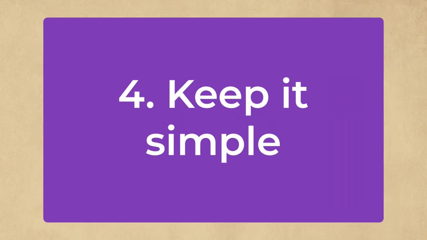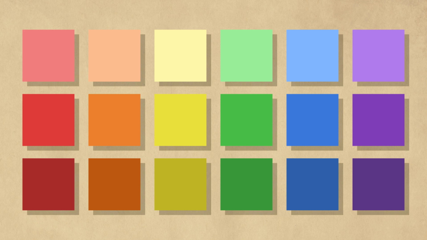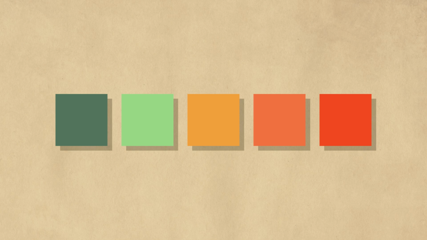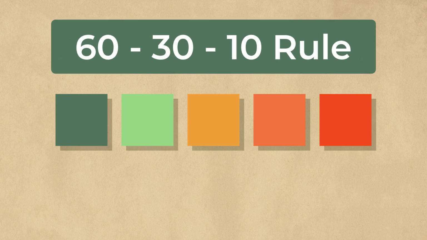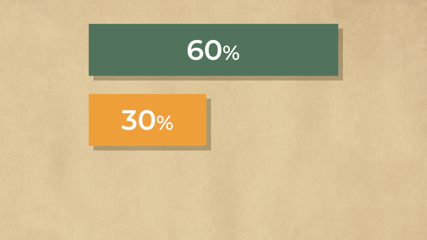4. Keep it simple. While it's tempting to use all your favorite colors, too many can clutter your design and confuse your audience. Stick to a limited palette of 3 to 5 colors. There's a method used a lot in interior design called the 60-30-10 rule that is great for helping narrow down your palette. Use a dominant color for about 60% of your design to set the tone, a secondary color about 30% for emphasis, and an accent color for about 10% of the design to make everything really pop.